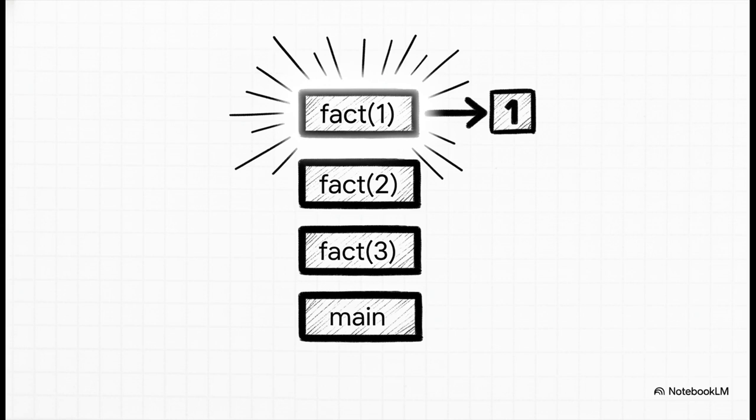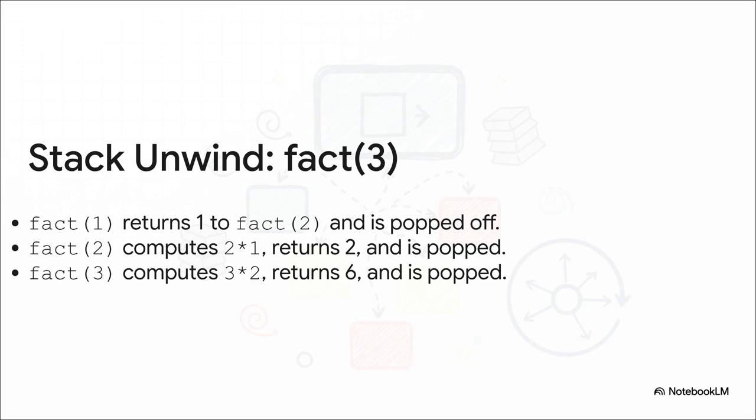Right here, factorial of 1 doesn't need to call itself anymore. It just knows the answer is 1. This is the turning point. Now the whole process can start to unwind. And here comes the satisfying part.